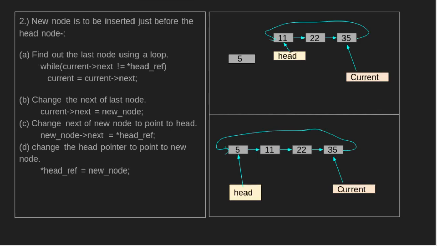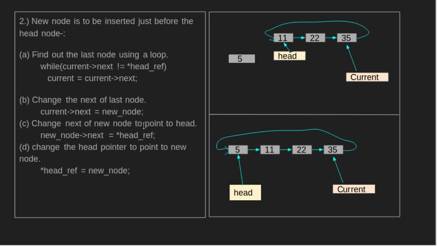Second case, new node is to be inserted just before the head node. For example, this is the circular linked list 11, 22, 35. You have to insert 5. So after insertion, your circular linked list should be 5, 11, 22, 35. So first find out the last node using a loop: while current dot next not equal to head pointer, current equal current dot next. Now after this loop, current will be pointing to 35. Now change the next of the last node to new node, that is current dot next equal new node.